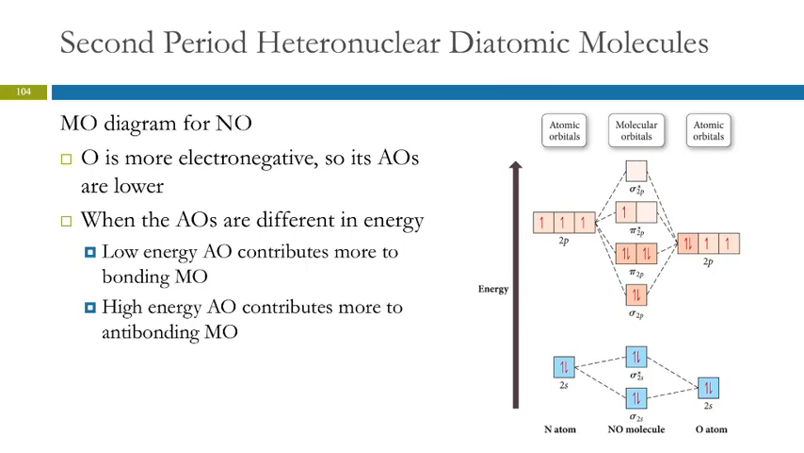Second period, heteronuclear diatomic molecules. So here we have 2 different elements. This is nitrogen monoxide. The oxygen is more electronegative, so its atomic orbitals are a little bit lower in energy than the nitrogen. And so that affects the energy levels of the molecular orbitals a little bit. So that's nitrogen monoxide.